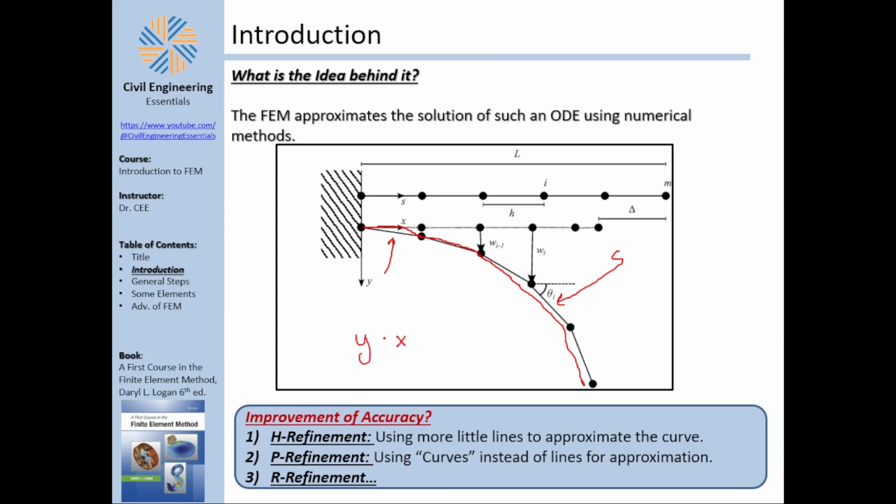Instead of a polynomial where y equals ax plus b, for example, this is a power of 1, you increase to a power of 2, which means a parabola.